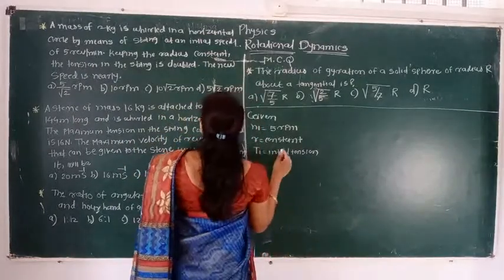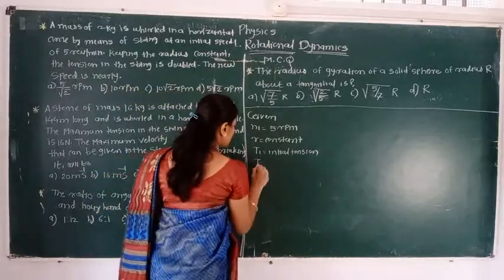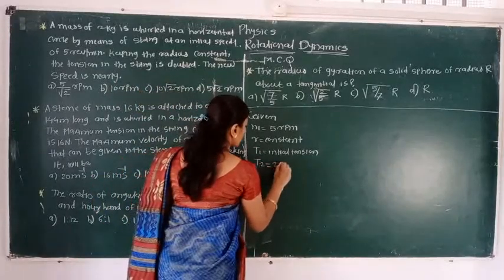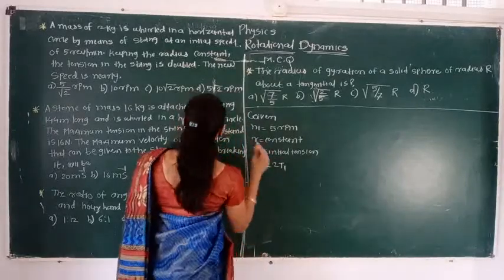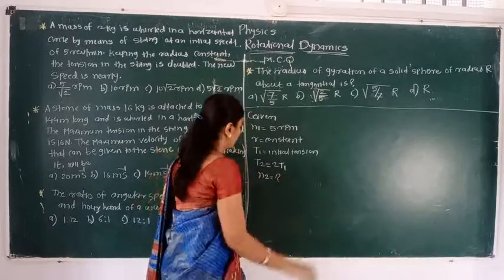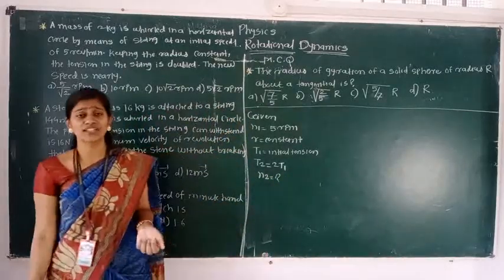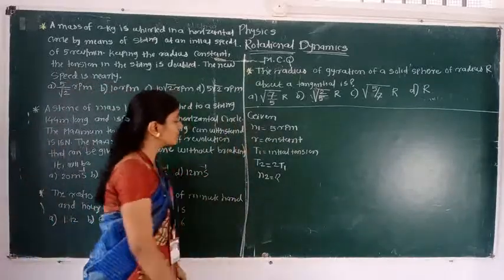Next, the tension in the string is doubled, so T2 is nothing but twice T1. And here we have to find the new speed, so we have to find out N2, the frequency. The angular speed is given in terms of the frequency. See, all this information is with us.